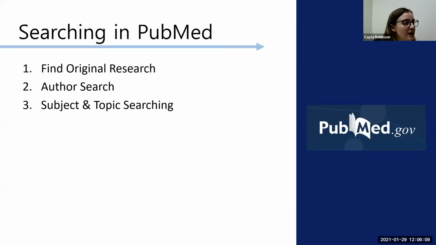Okay, so now we're going to cover basic searching in PubMed. We're going to go over 3 basic things: finding original research, author searching, and then Breck is going to take over with subject and topic searching. So let's move on.